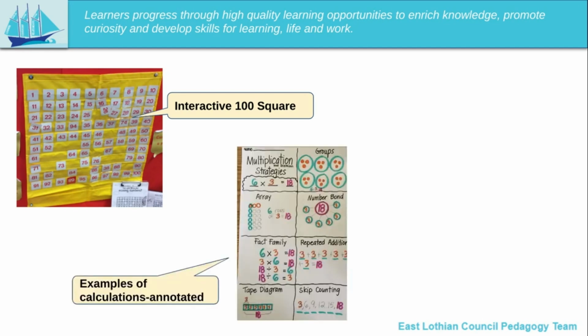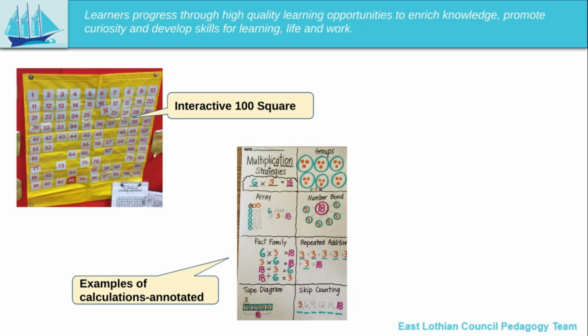Examples of calculations which are annotated are a really good resource to have up. So if you've done examples with the class and you've modelled the steps to show your strategy that you've used, then these can be on display too, so that children can refer to them during lessons. And often we write this kind of thing on the whiteboard or the interactive whiteboard, and then once we've turned the slide or turned the page, the children aren't able to see it.